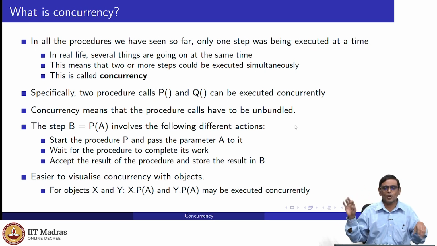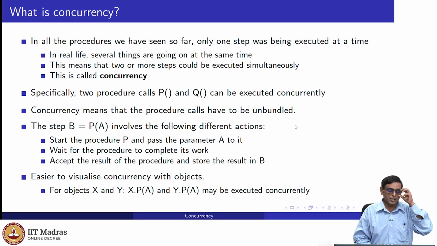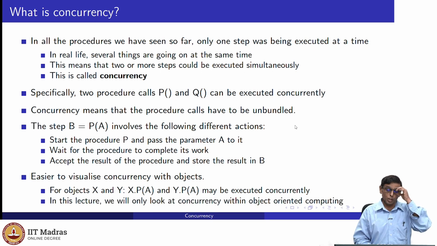So a class teacher can be computing the average, while the physics teacher, math teacher, and chemistry teacher are computing averages. All four are computing averages here, so four can be working concurrently, right? For objects X and Y, they can call their own procedures, running concurrently. So it's nicer to think about concurrency together with objects. In fact, in this lecture, we are only going to talk about concurrency in the context of object-oriented programming. There is concurrency in the general context of normal procedural programming, but we are not going to discuss it.